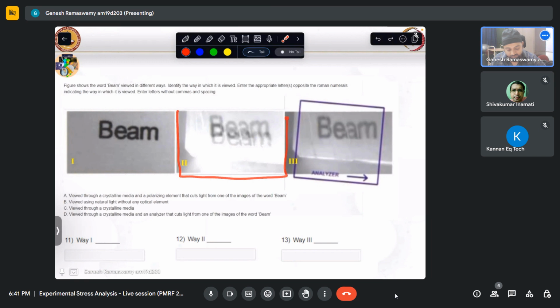Now we have brought about something in between the word and our eye or this camera, where we are able to see one word here and the other word here. So this is because of birefringence that is set up. Now we know that for birefringence there are two mutually perpendicular polarized lights with different velocities that are traveling towards us because of the crystal.